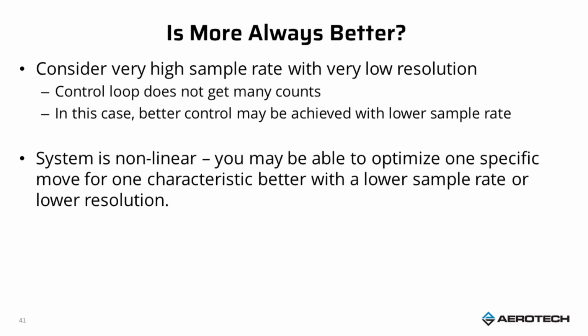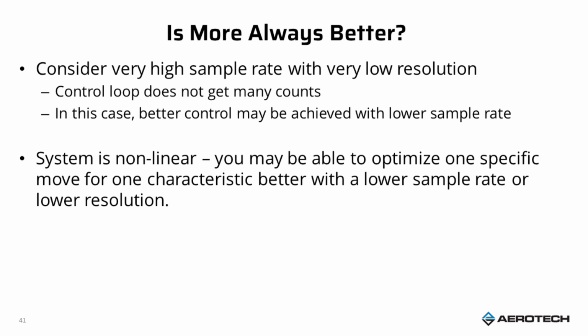So, is more always better? Well, consider a very high sample rate with a very low resolution on, say, a spindle. I'm going to get so few counts per sample rate that I've actually found lowering my sample rate gives me a better control in that system, right? So it's not always better, but almost always better, right? And you got to remember the system's non-linear. You might be able to optimize your system for one specific move, right?